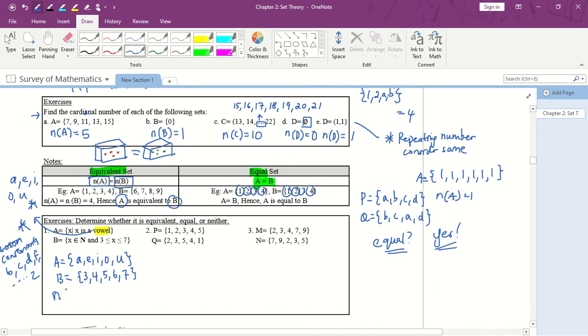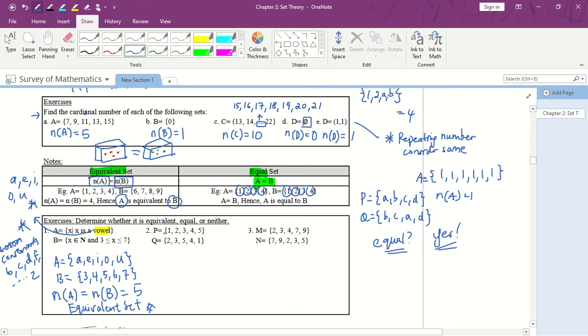So the number of elements in set A is the same as the number of elements in set B, which is both equal to 5. So I can say that this is an equivalent set. Done. Okay? So let's look at this second question.